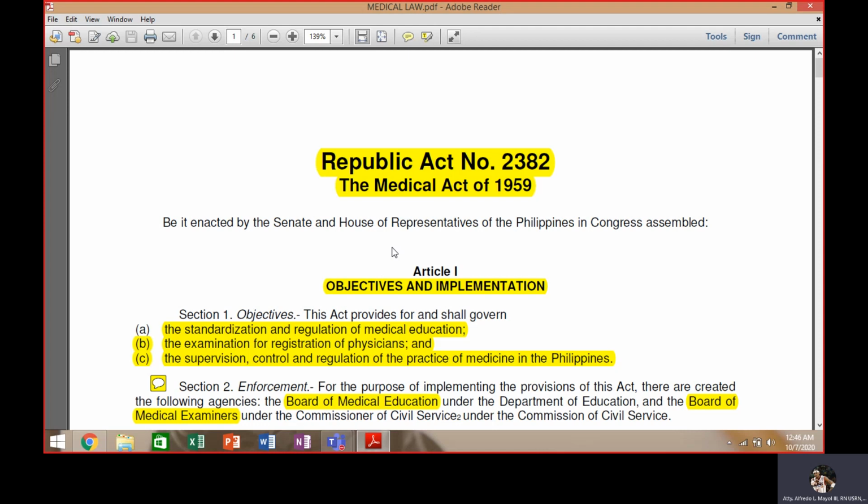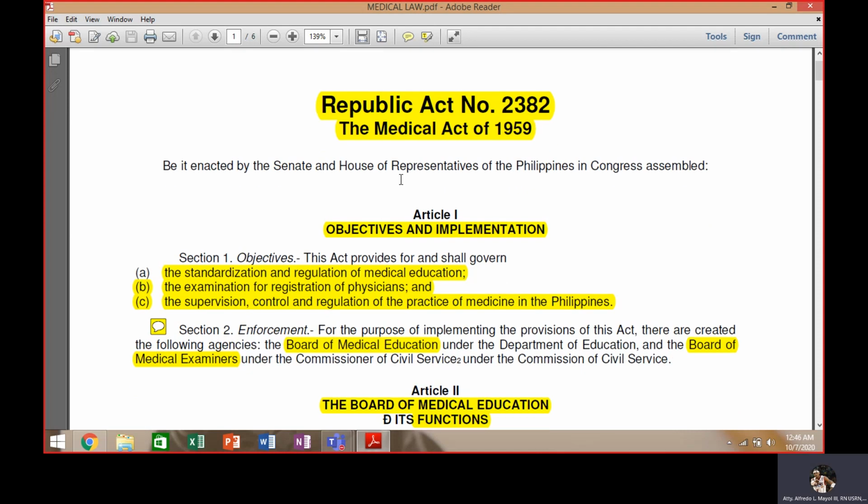Okay? This is just an overview. Okay? Do not worry, I will give you a copy of the updated versions of this law. Let's begin. Article 1, Objectives and Implementation.